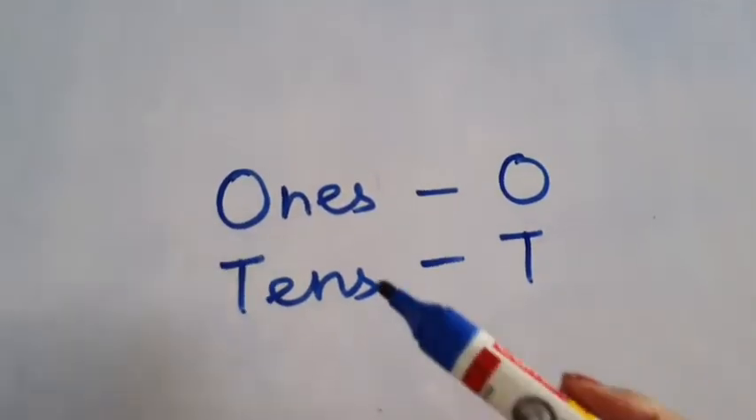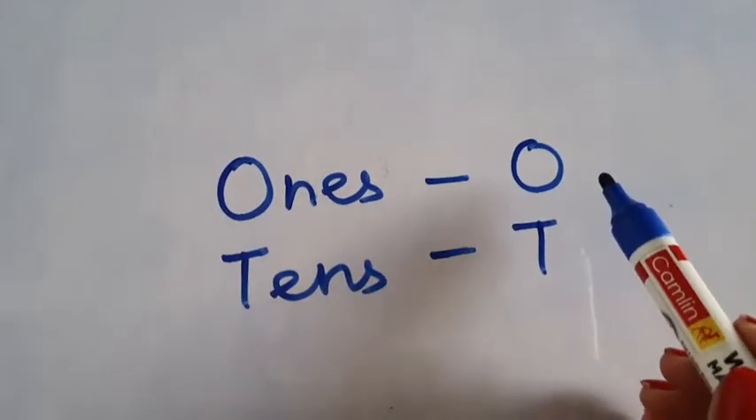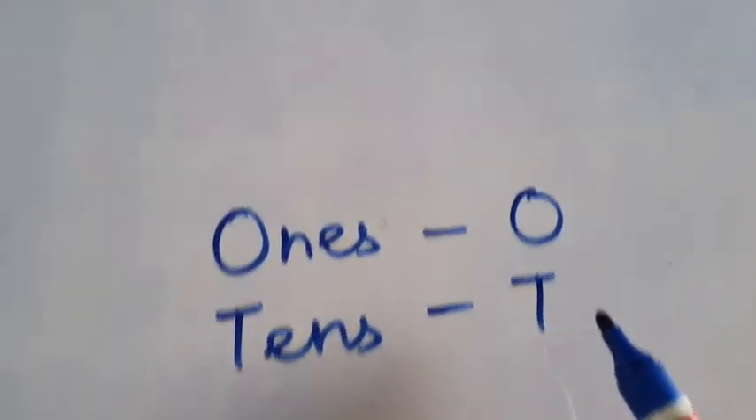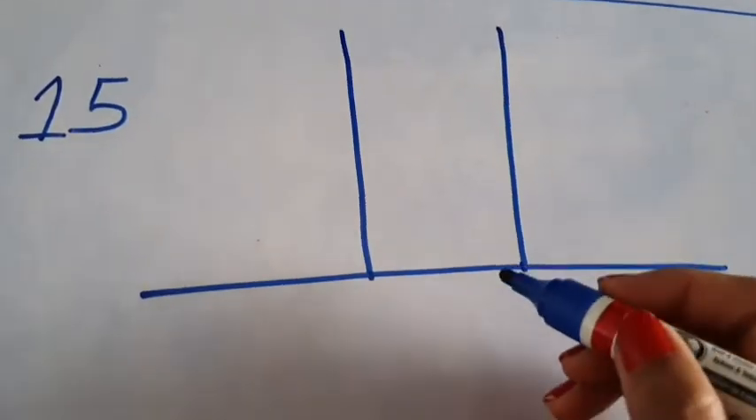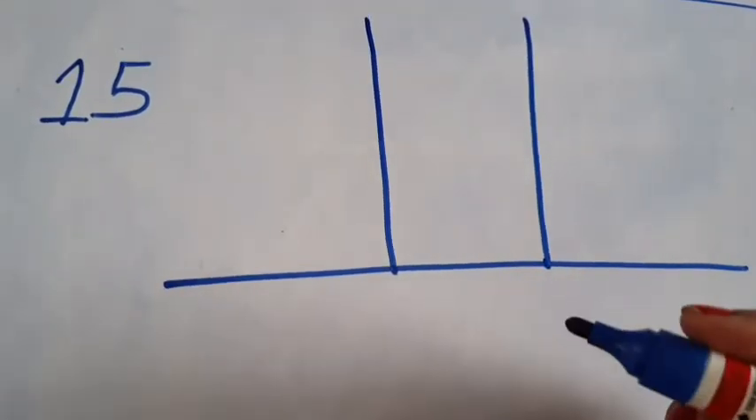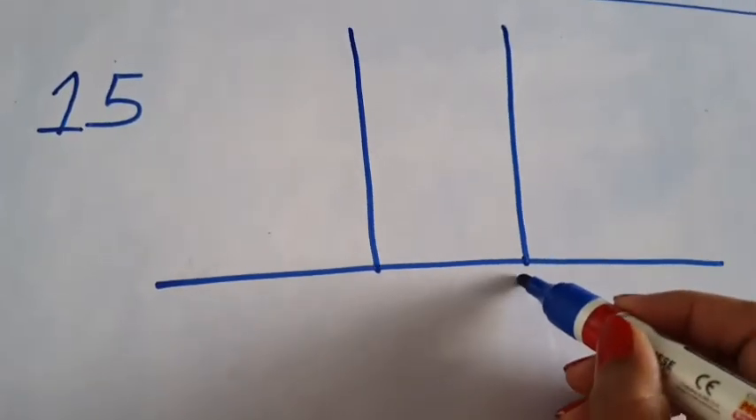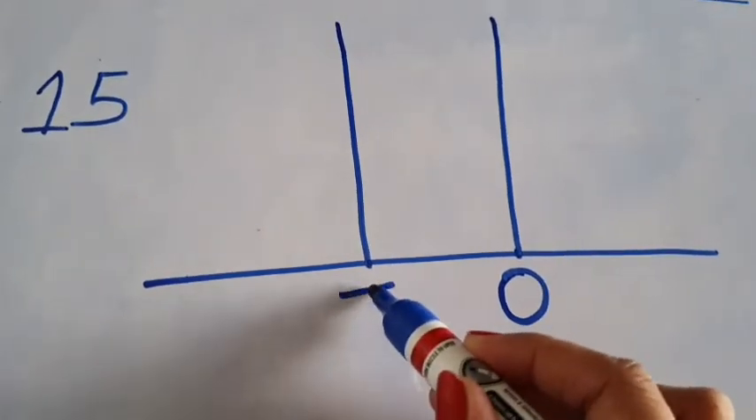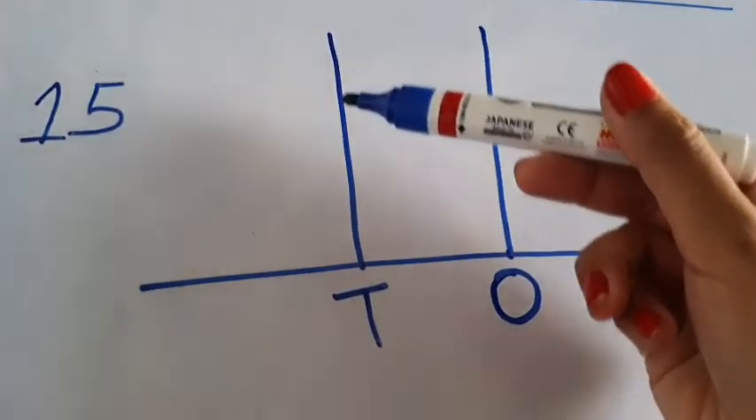So just now we have learned ones and tens. Ones is written as O, and tens is written as T. In the abacus, we will write O and T. From our right-hand side, we will start writing. In the first rod, we will write O. In the second vertical rod, we will write T. These are known as vertical rods.